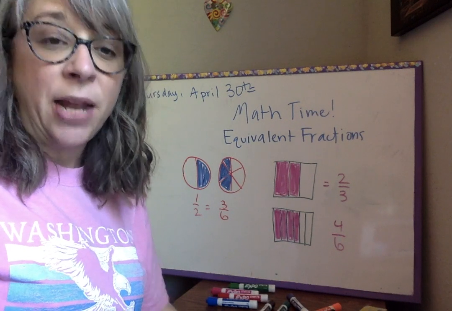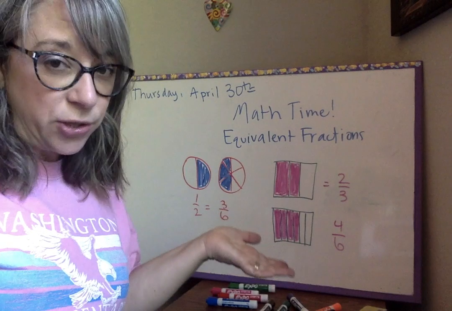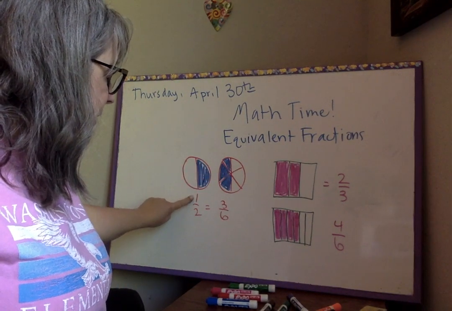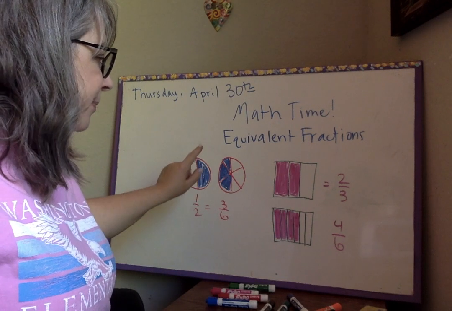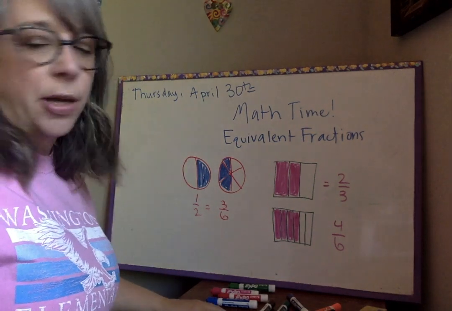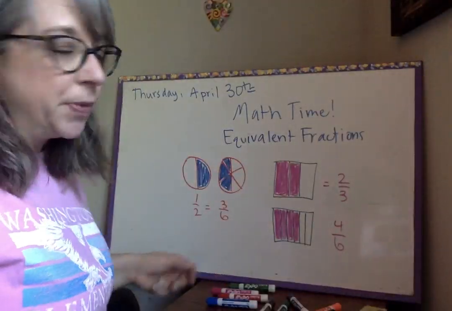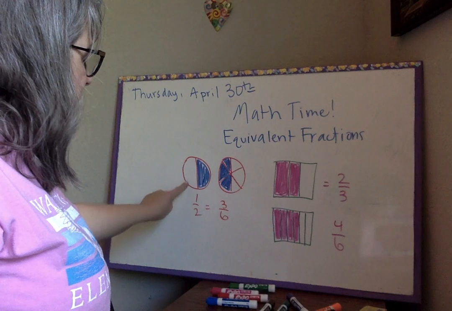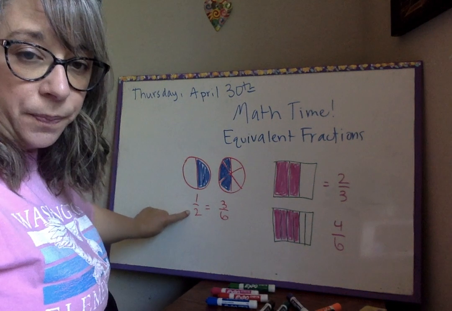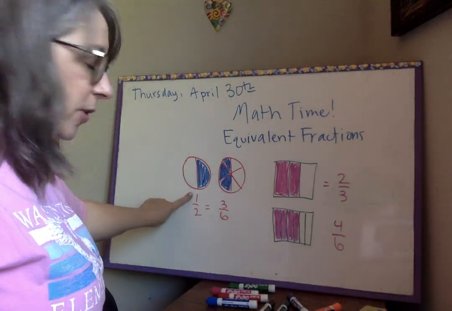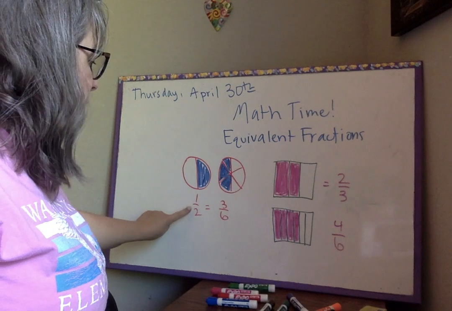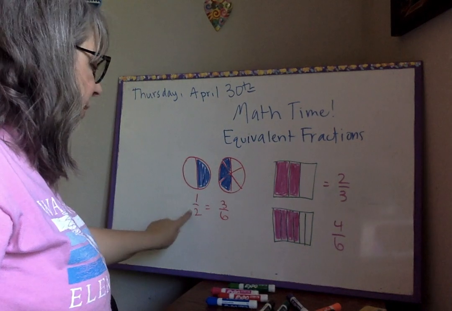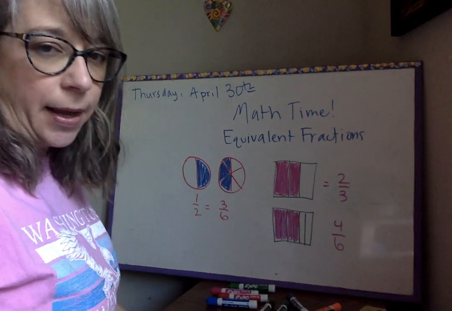So it is math time, and we are going to be talking about equivalent fractions. Now remember, this is our denominator. This is our numerator. All right, let's talk about equivalent fractions. Okay, remember this is our whole, and this is the parts of the whole. So we have two parts that will equal a whole.